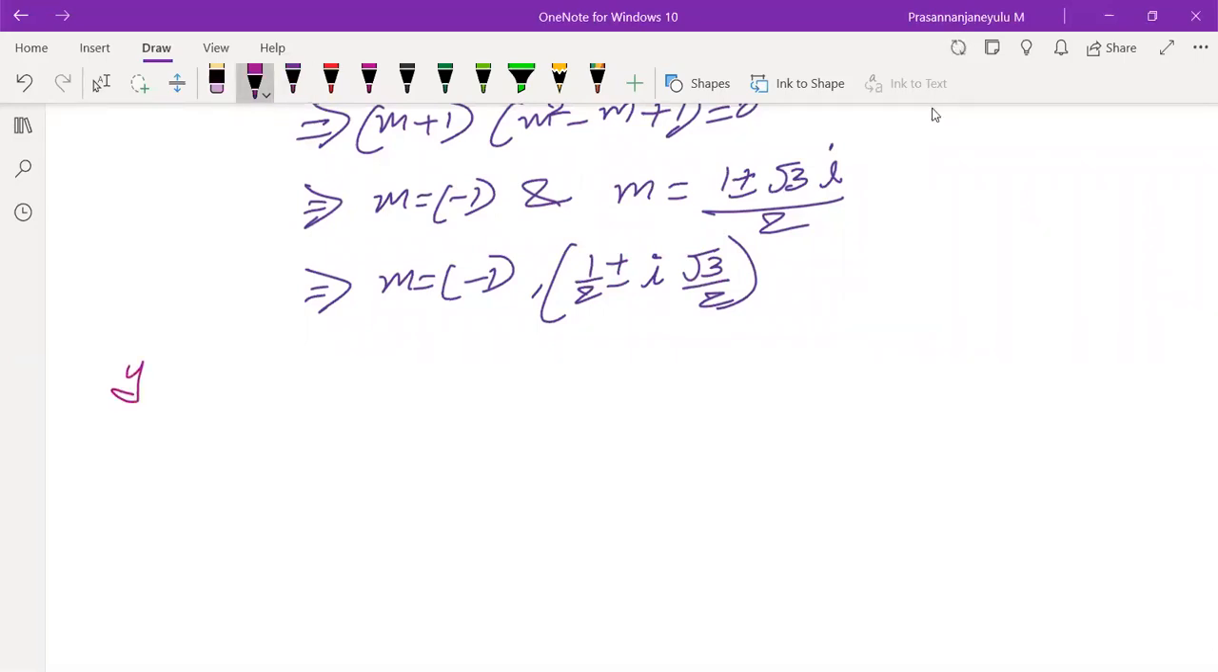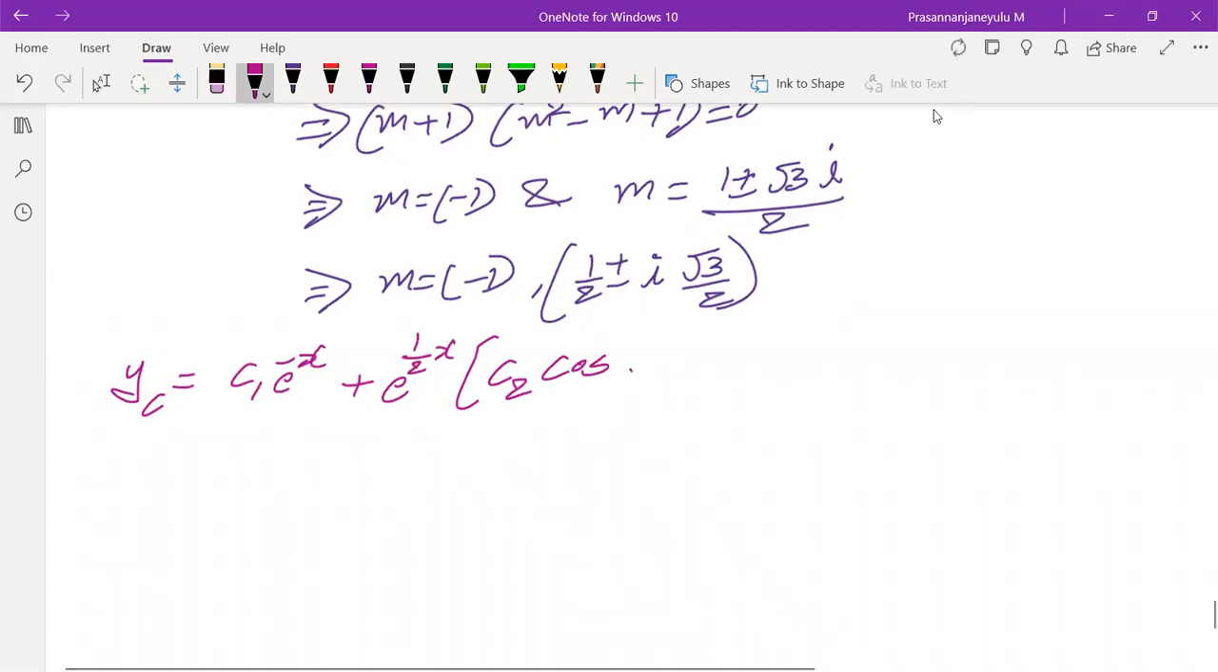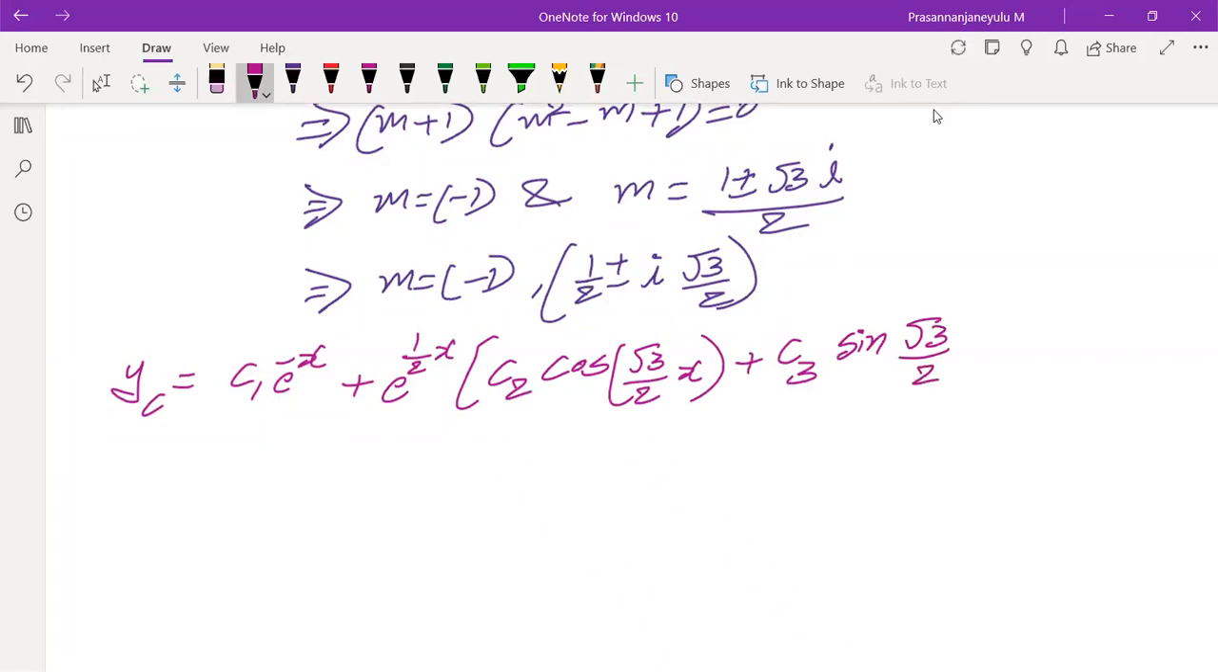Okay. Then what is its complementary solution? Complementary solution y_c is equals to C1 e power minus x plus, what is the real part? 1 by 2. So e power ax, nothing but e power 1 by 2 x, into C2 cos. For complex roots we'll get only trigonometric functions, not hyperbolic. Cos of root b by b x, b is root 3 by 2, of x, plus C3 into sine of root 3 by 2 x. The root is only for 3 but not for 2 and not for x. Okay, so these are our complementary solution.